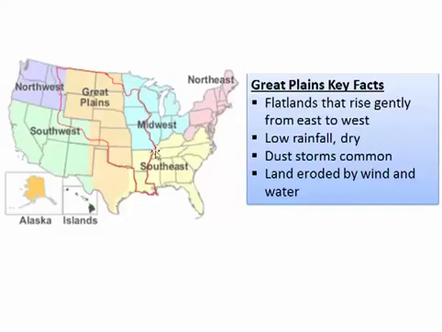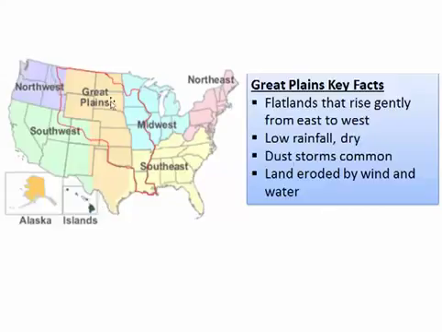Great Plains, there are some key facts we need to know about the Great Plains. These are flatlands that rise gently from east to west. So as we go from the east and go west, there's going to be a gradual rise upward in elevation of land. Okay. There's low rainfall there and it's very dry.